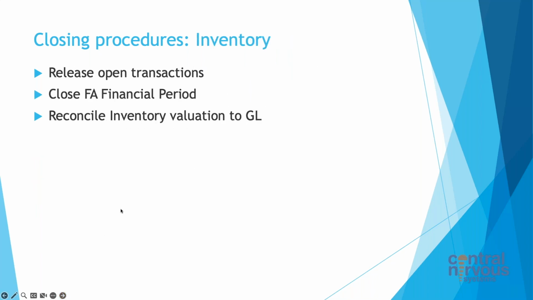Inventory, release any open transactions, close the inventory financial period. Says FA, that's a typo. Should be inventory financial period. Reconcile the inventory valuation value to the dollar value sitting on our GL, ensuring that those are all in sync.